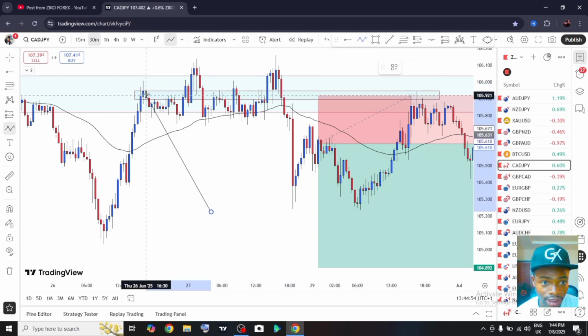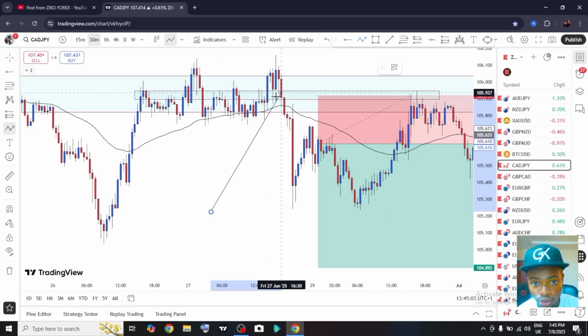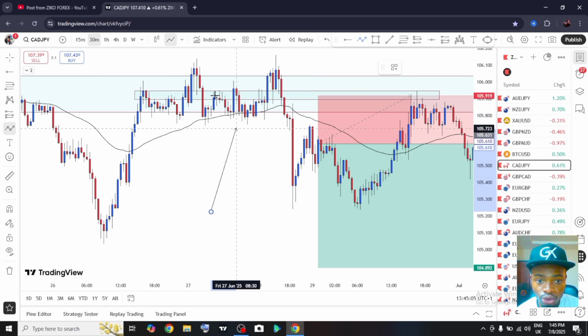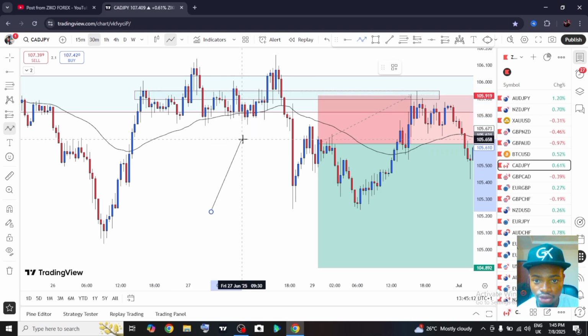So you see that price rejected here, price came back, rejected here, price came back here, rejected down, price came above, rejected up. You can see that there's multiple rejections. So all I know is that price might possibly come back here again. So I'm supposed to put my stop loss above this box right here.